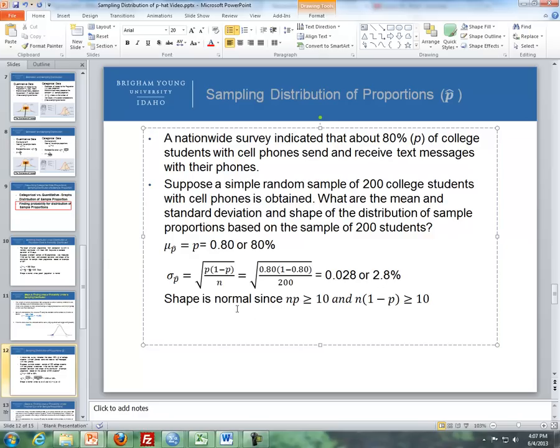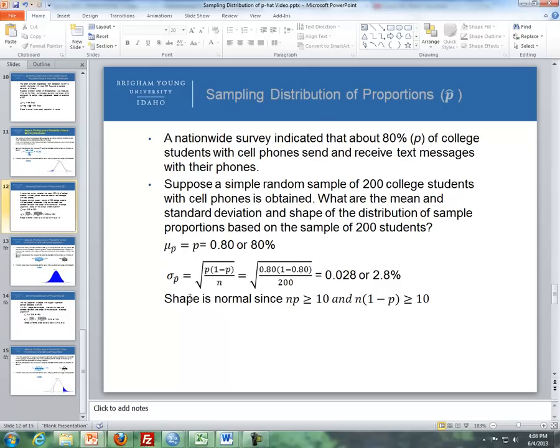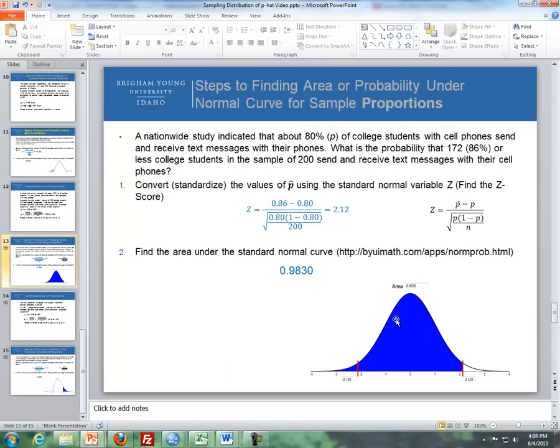The shape is normal since n times p is greater than 10, and n times 1 minus p is also greater than 10. So if we took our sample size, which is 200, times p, which is 0.8, that's definitely beyond 10. So our requirement is met there. And 200 times 1 minus p, which would be 0.20 in this case, would also be above 10 as well. So our requirement is met to assume that the shape is normally distributed. So now, given the center, the spread, and the shape of the distribution of sample proportions, we can deal with the problem of finding area under the curve.